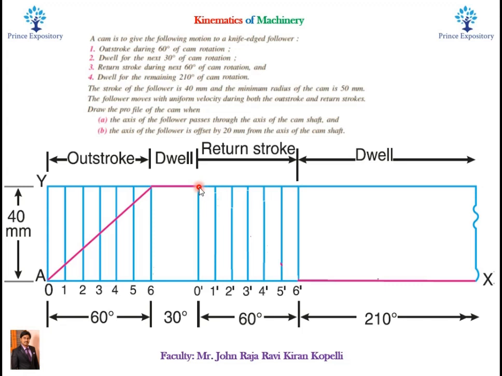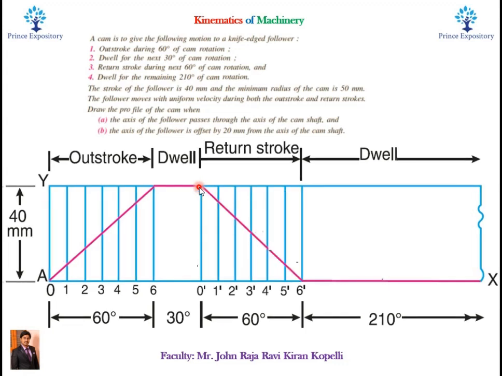still further the cam rotates 60 degrees, and there is a uniform return of the follower. Thereby, uniform return of the follower is observed. And finally, for the remaining 210 degrees, the follower remains in dwell. So the pink color line represents the displacement diagram of this particular combination.